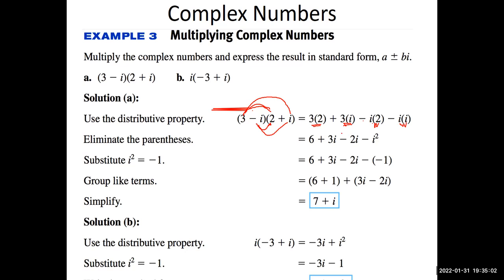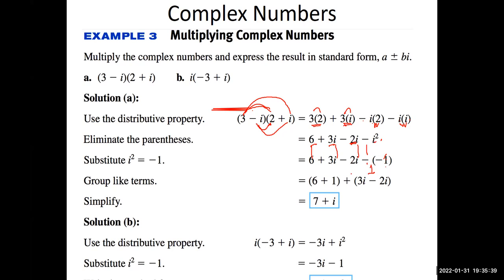Okay, so we'll now have 3 times 2 is 6, 3 times i is 3i, negative i multiplied by 2 is negative 2i, negative i multiplied by i is minus i squared. Okay, but we all know that i squared is equal to negative 1. So rewriting this, we have 6, 3i, negative 2i minus, and then i squared is negative 1, minus minus, that will now be plus.